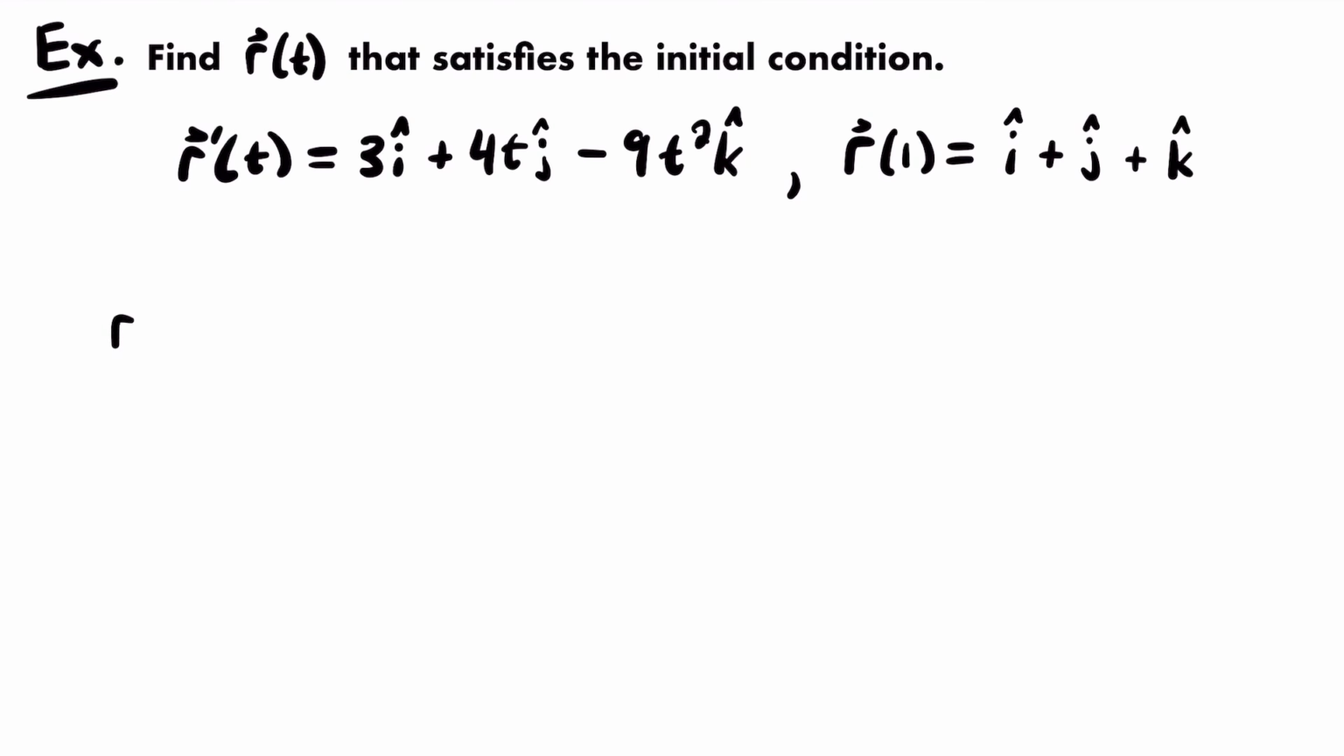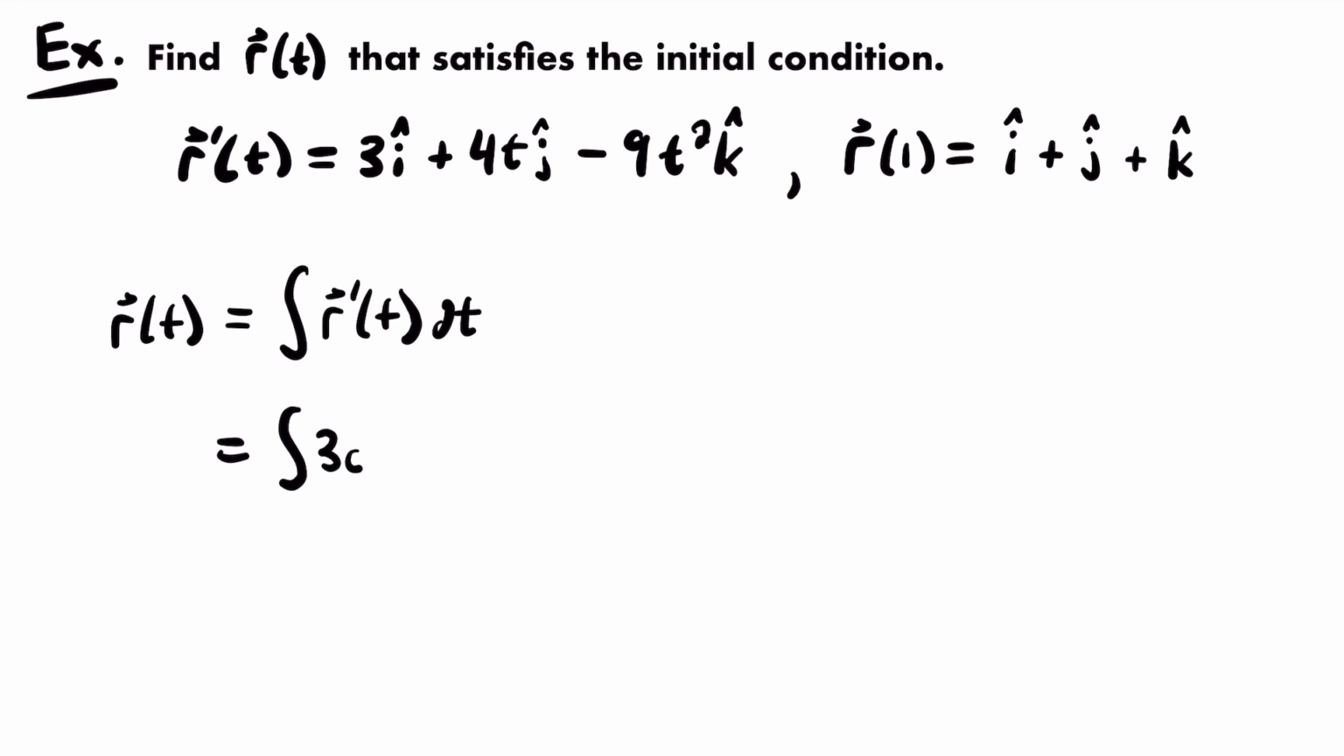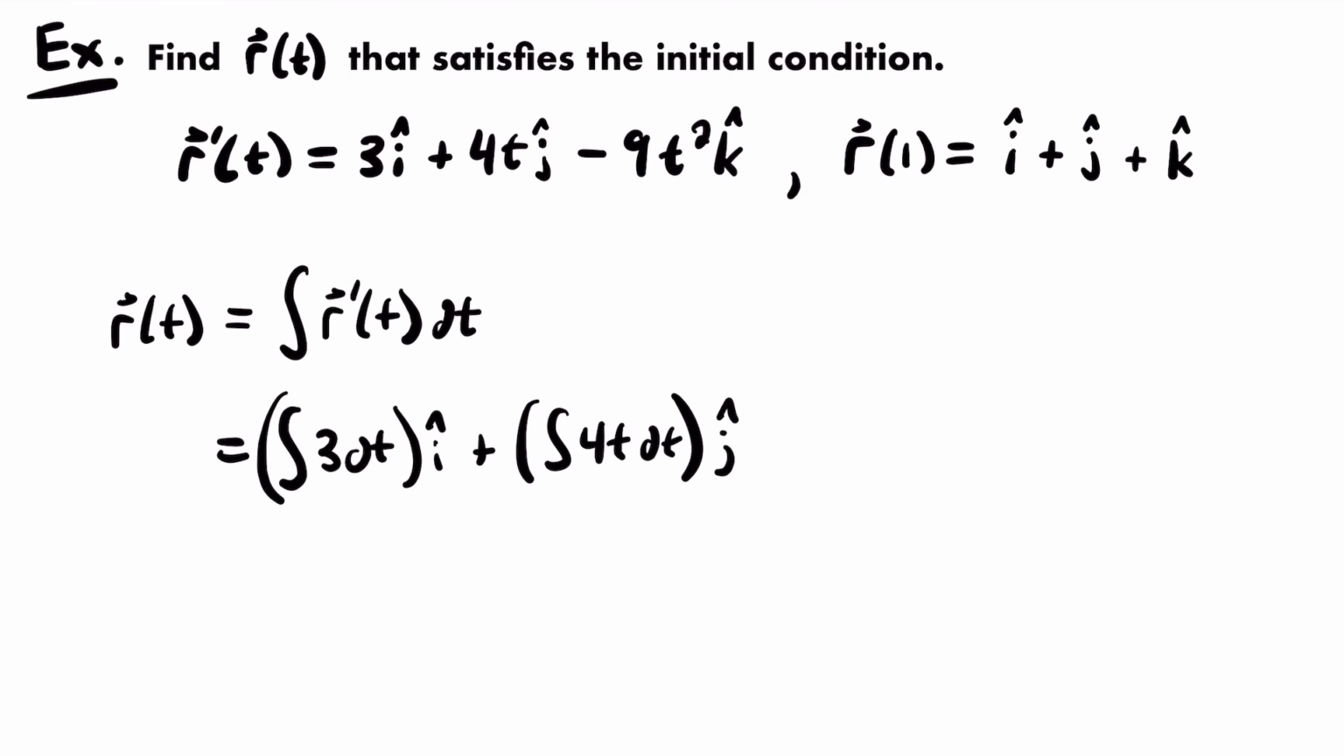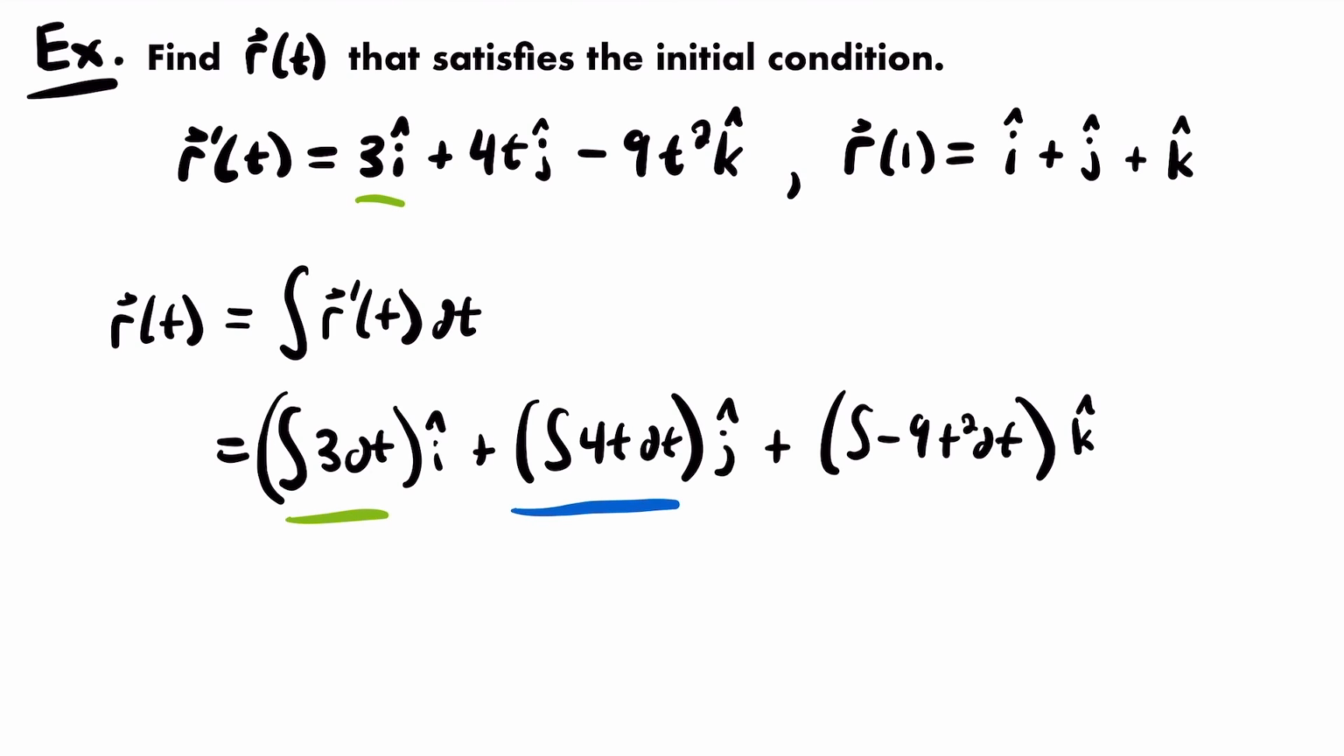We want to find the vector function r of t, and we will do that by integrating r prime of t. All right, so what we want to do is integrate each of the components individually of that vector function. So that will look like this. We will have the integral of 3 dt times i plus the integral of 4t dt times j plus the integral of negative 9t squared dt times k. This is the integral of the x component, this is the integral of the y component, and this is the integral of the z component.